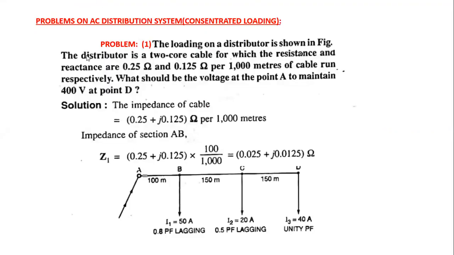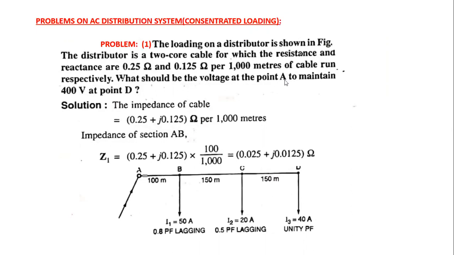First of all, coming to the first problem: the load on a distributor is shown in the figure. We have three loads tapped at points B, C, D. The distributor is a two-core cable, for which the resistance and reactance are 0.25 ohms and 0.125 ohms per 1000 meters. Therefore, the total length of the cable from A to D is 1000 meters.